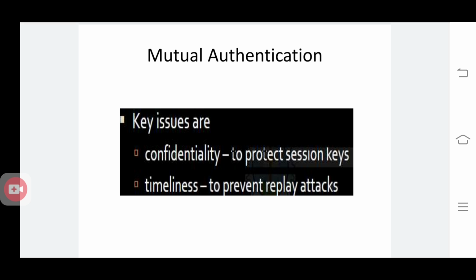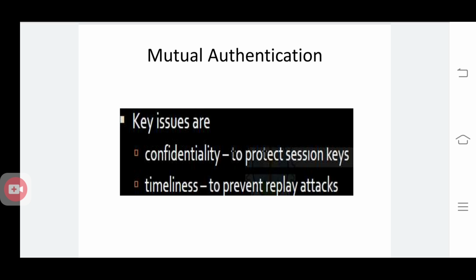But there are two main issues when this authenticated key exchange takes place: confidentiality and timeliness. Confidentiality means we have to prevent masquerading or compromise of session keys. So there is a need for essential identification, and session key information must be communicated in an encrypted form. We have to protect the session key between the communicating parties, so we must provide confidentiality to that session key.